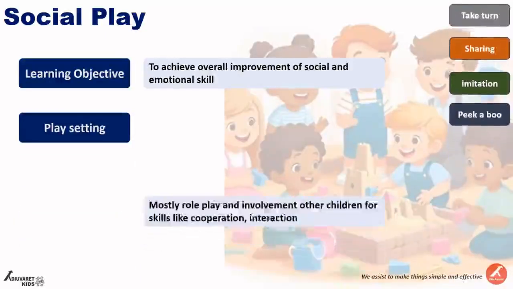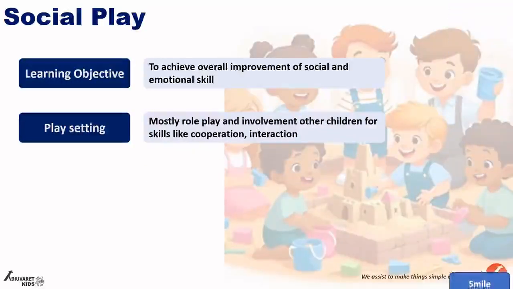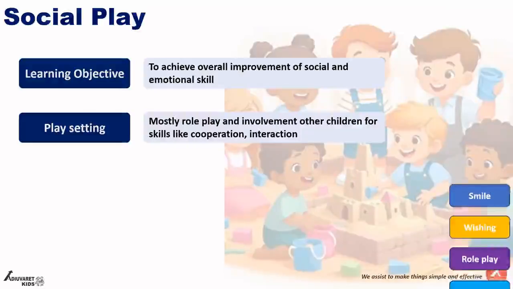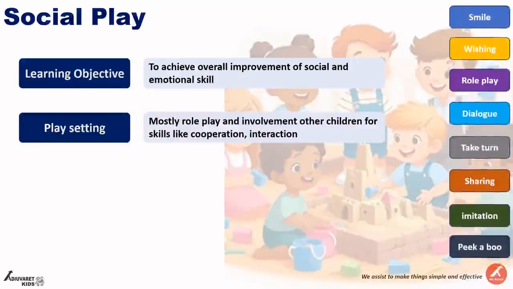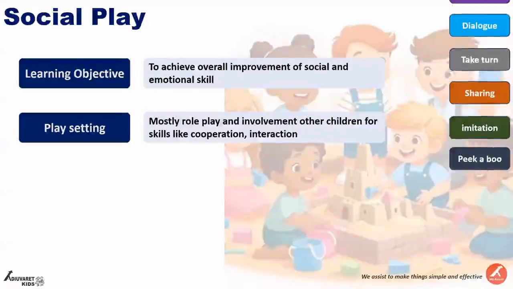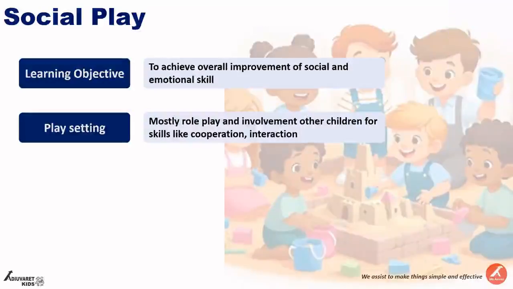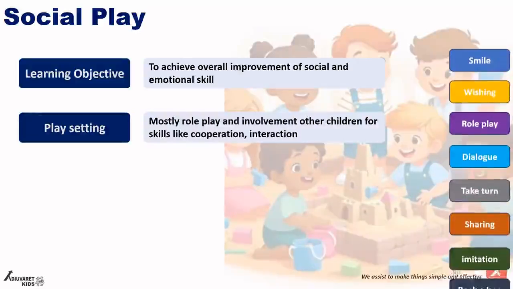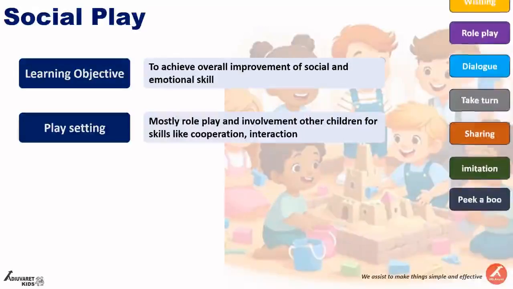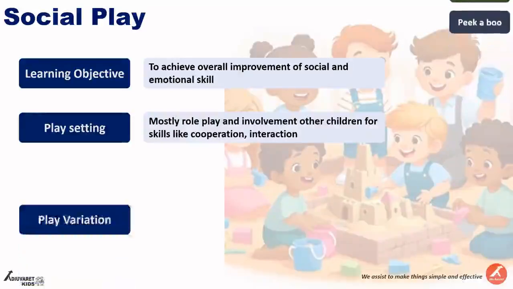Then play setting. If we consider the play setting, then mostly it's a role based play and involvement of children for skills like cooperating with one another, then socially accepted norms of interaction. So when a child interacts with peers, how that should be. When a child interacts with seniors or elders, how that should look. Under such a setting, the social play can be played.